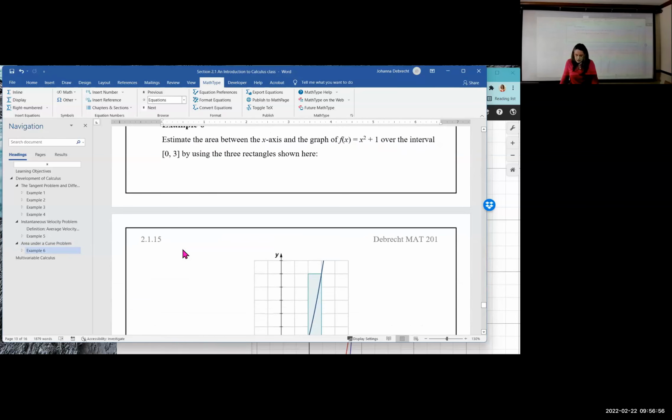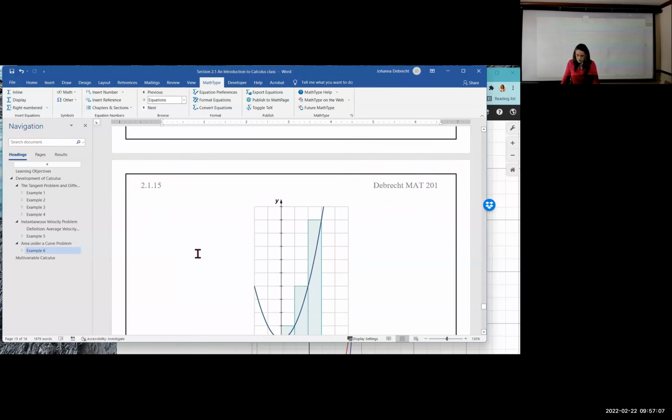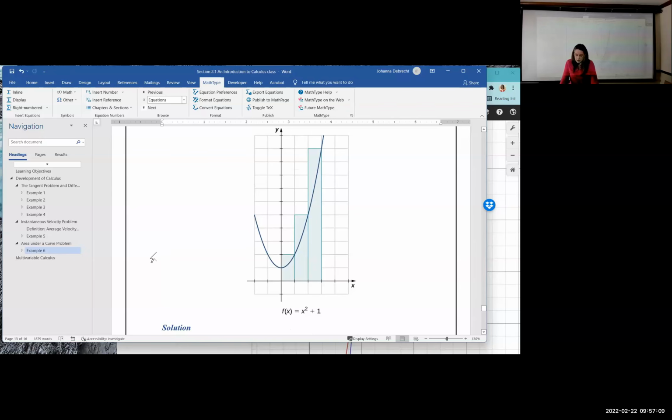Okay, so let's estimate the area between the X-axis and the graph of x squared plus 1 over the interval from 0 to 3 by using the 3 rectangles shown here. So we're looking at this one. Now, this is a terrible approximation. Does everybody see it's not a great approximation? I mean, this is too much area here and here. So it's going to be an overestimation.